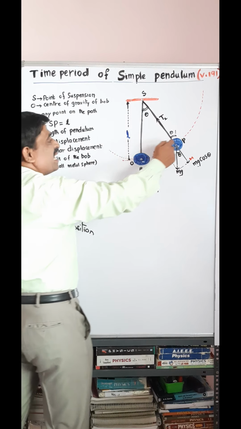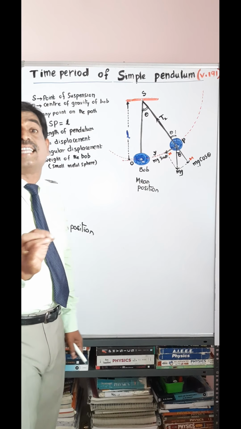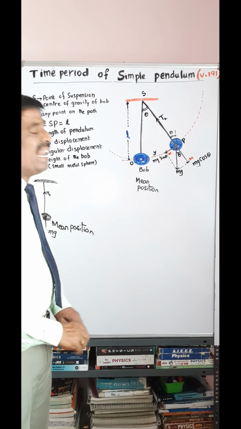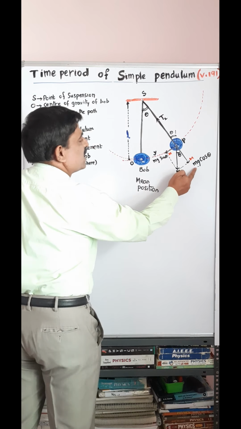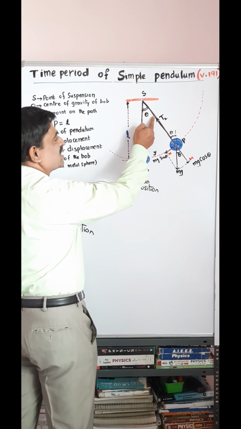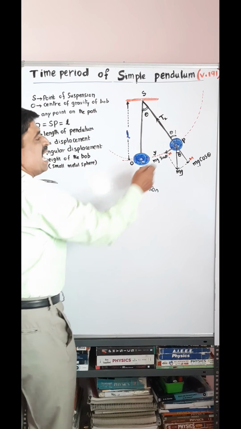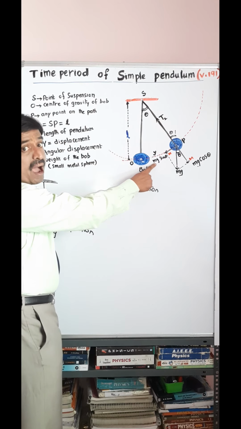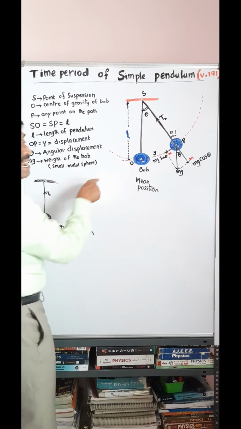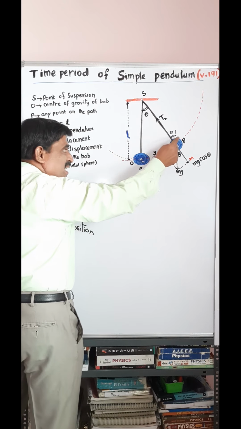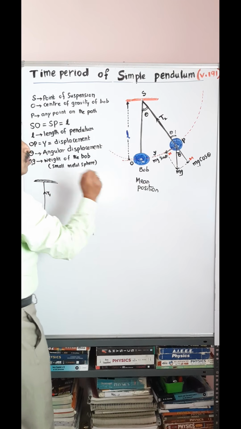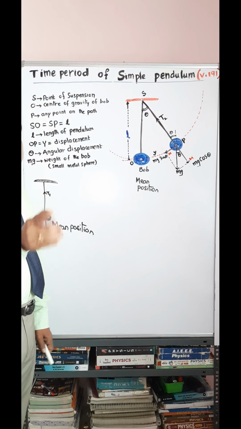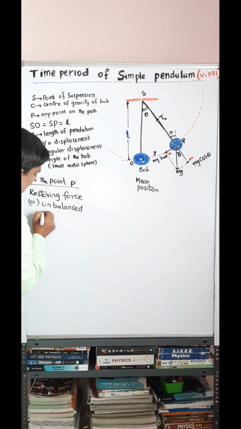This mg sin theta we are calling the restoring force. Mg cos theta was balanced by the tension in the string, that is T2. But this mg sin theta is unbalanced. It is not at all balanced. It is the unbalanced force, bringing the simple pendulum towards the mean position. This mg sin theta we are calling a restoring force, otherwise unbalanced force.